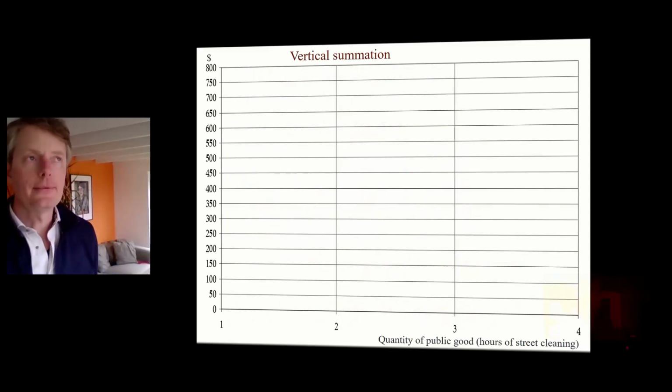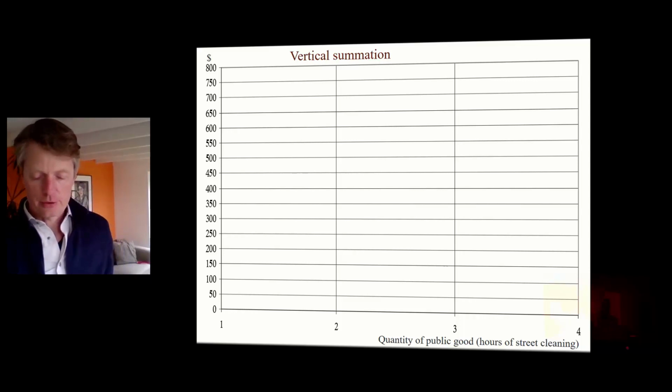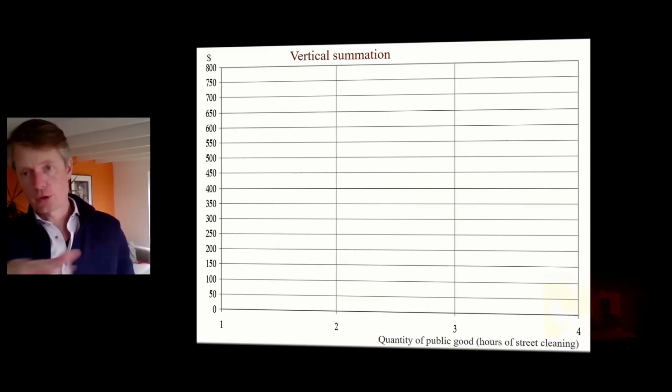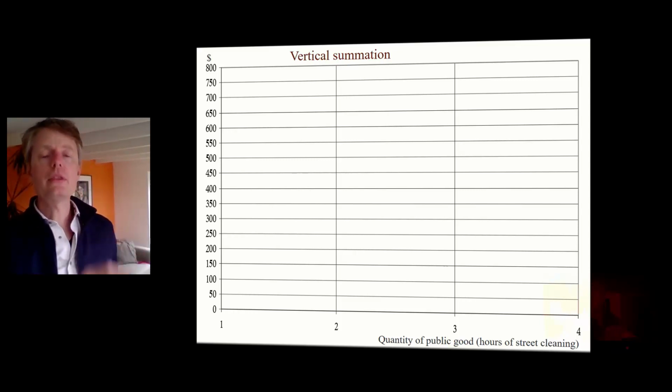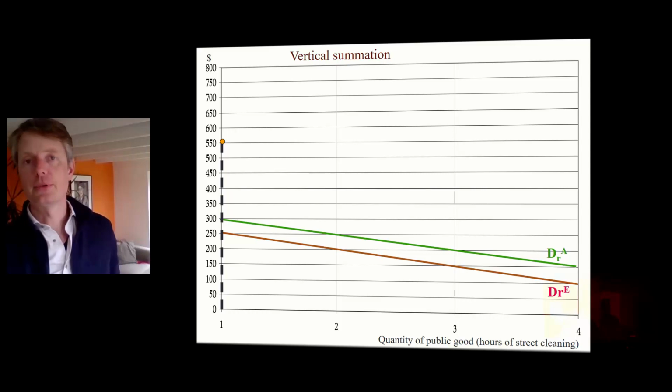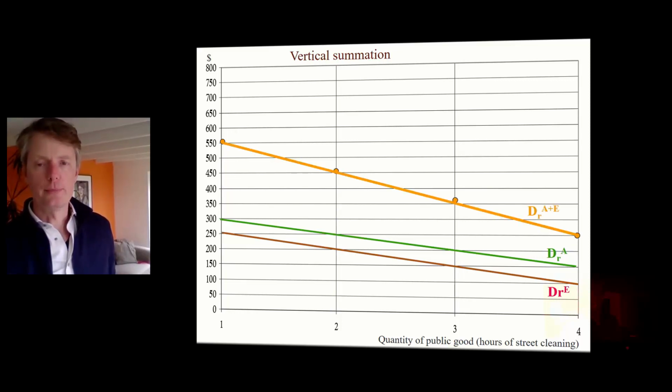Now, how do we then derive the market demand for this public good? By way of vertical summation, because we now start at the bottom, at the horizontal axis, at a quantity of 1. What is the valuation by Adam? Well, $300, Eve $250, so together $550, right? So we got 1 point of the market demand curve. Then we can derive a second point at a quantity of 2, and then we can do it for a 3rd and 4th, and we can draw the market demand curve by way of vertical summation. So that's different. It's no longer horizontal summation as in the private goods case, but vertical summation.